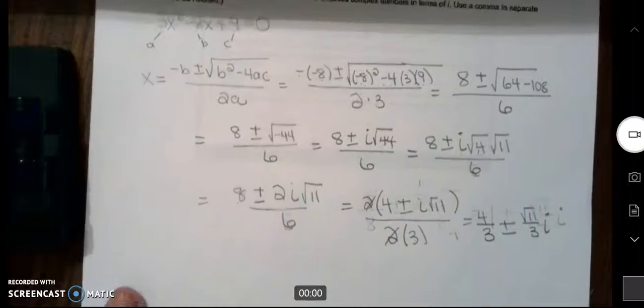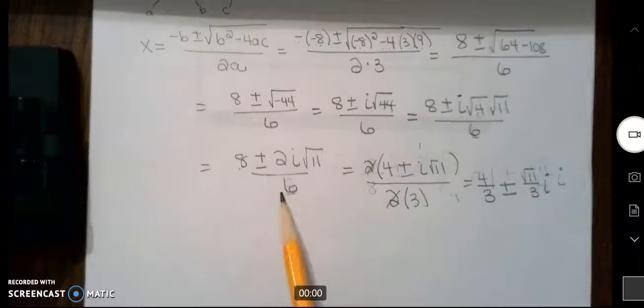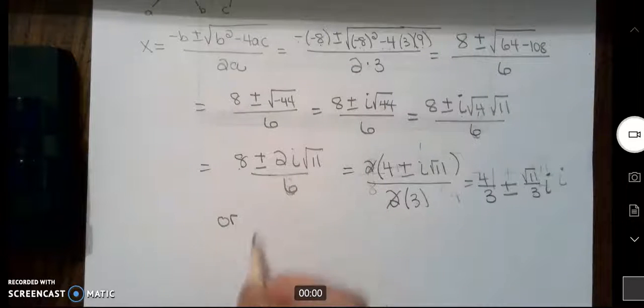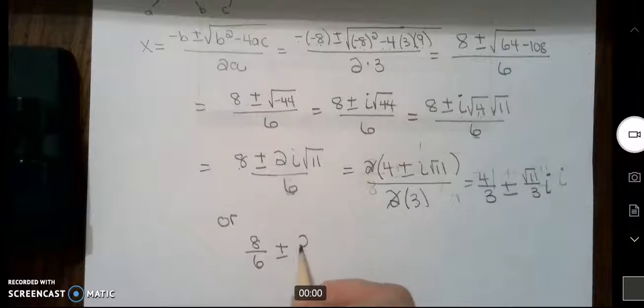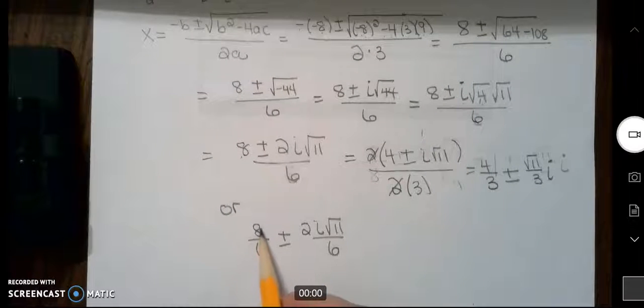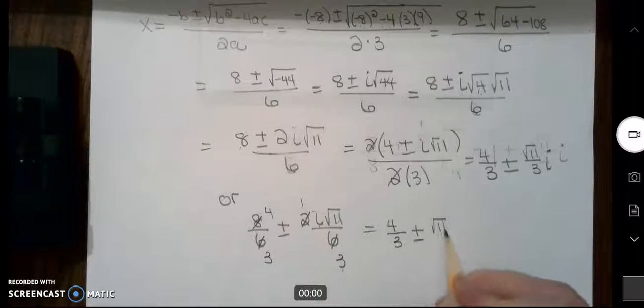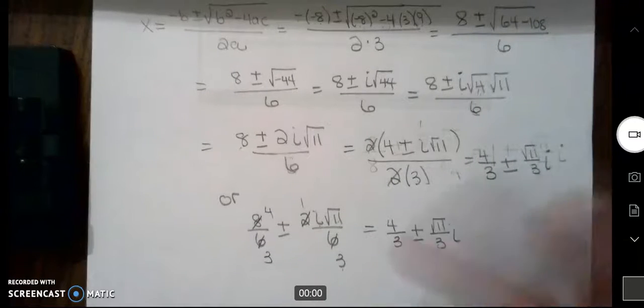The other way you could do it, if you wanted to, is you could just go ahead and take the 8/6 and the 2i square root of 11/6. So this is just another way to get the same answer. So go ahead and separate them now. So 2 goes into each of these, so 2 goes in here 4 times over 3. Two goes in here once, and I get in here 3 times. So I get square root of 11/3, and then the i. Okay, so either way you get the same answer.